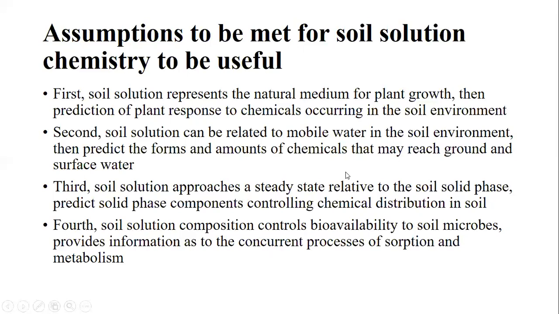You remember in that diagram we saw the arrows back and forth. So that indicates the reactions go in the two directions. So when we have an equilibrium with the solid phase, that's a steady state. So then we can predict solid phase components controlling chemical distribution in soil. From that steady state or equilibrium, we can tell what are the compounds of each element that are important in controlling the chemical distribution of these elements in the soil.